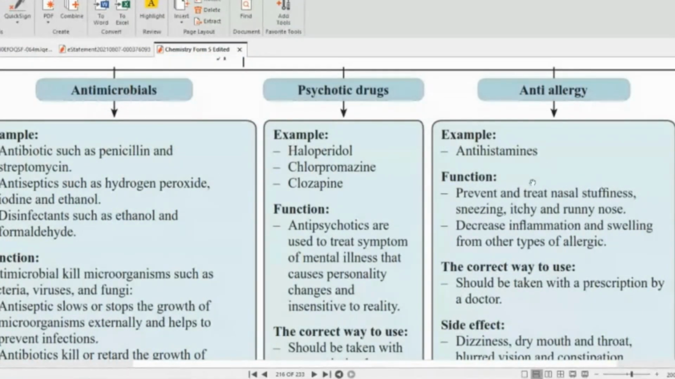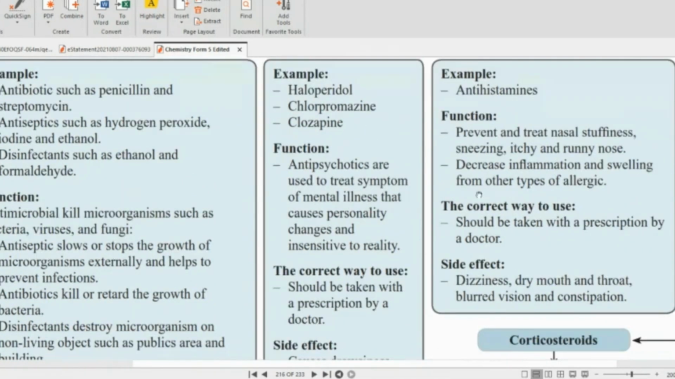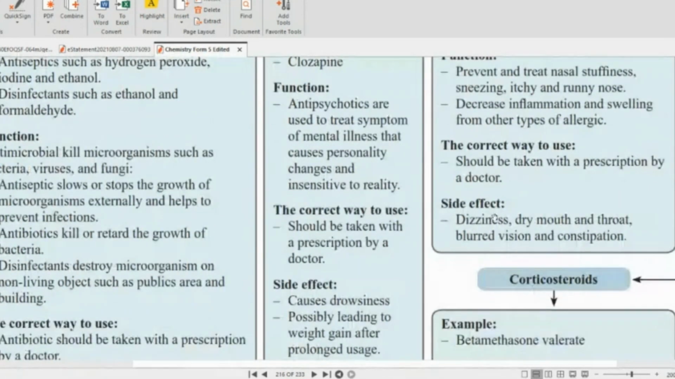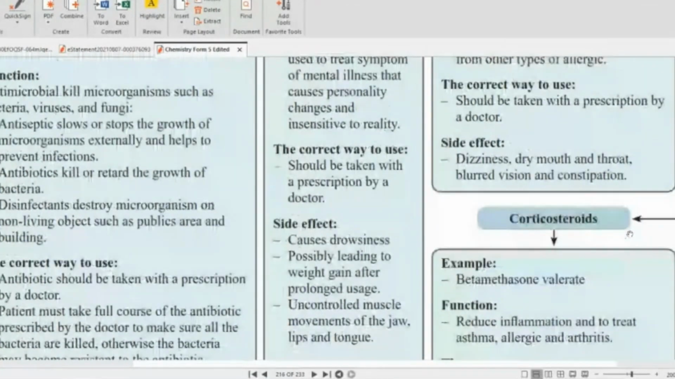Next, anti-allergy, antihistamines. The function is to prevent and treat nasal stuffiness, sneezing, itchy and runny nose. This one is for allergies. It decreases the inflammation and swelling from other types of allergies. The correct way: all the medicine should be taken with a prescription by a doctor. Side effects: dizziness, dry mouth and throat, blurred vision, and constipation.